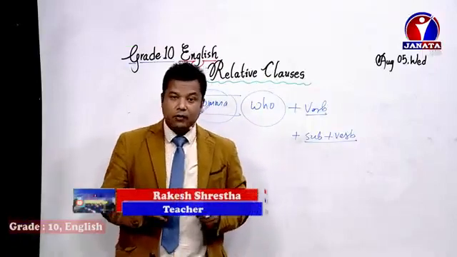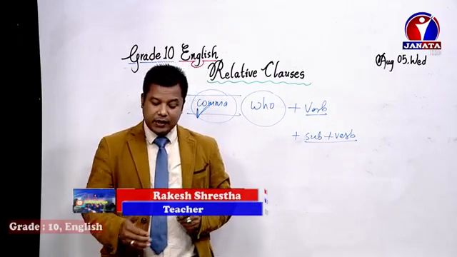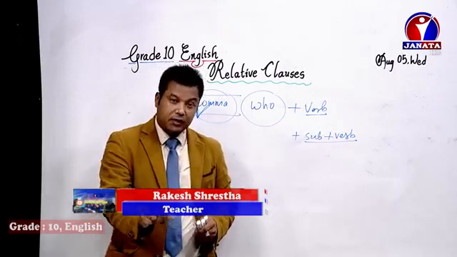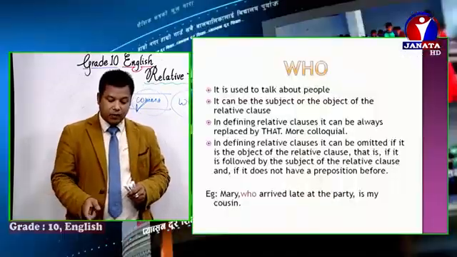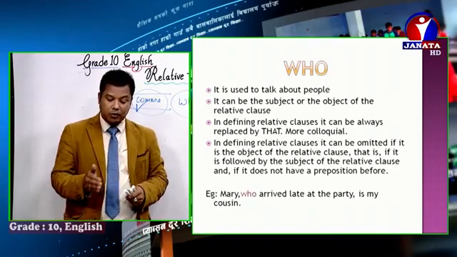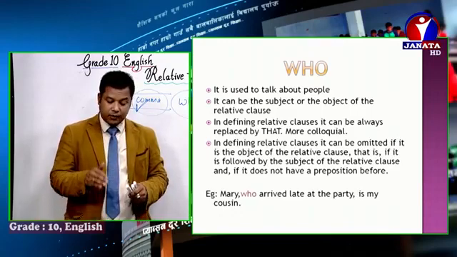So with an example, everything becomes easy. Let us compare this example with what is being explained. Now, Mary, who arrived late at the party, is my cousin. So we are using who to talk about people, and the person here is Mary.